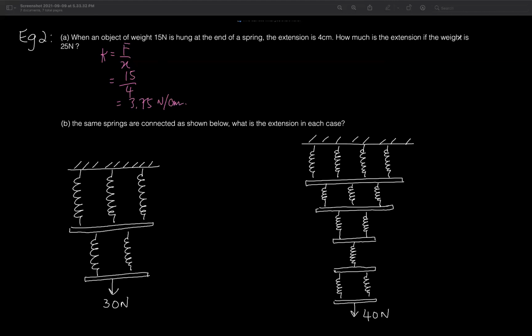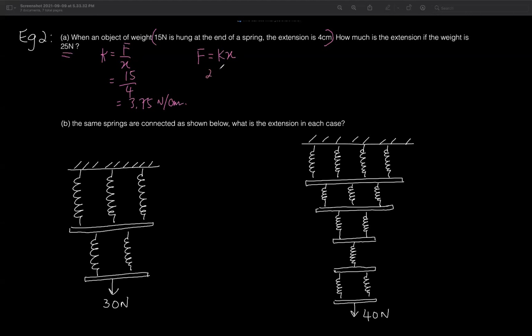Okay, so how much is the extension if the weight is 25? So we do F equals kx. First you get the spring constant. This is given to you to find the spring constant, and then you use the spring constant to find the extension if the weight is 25.